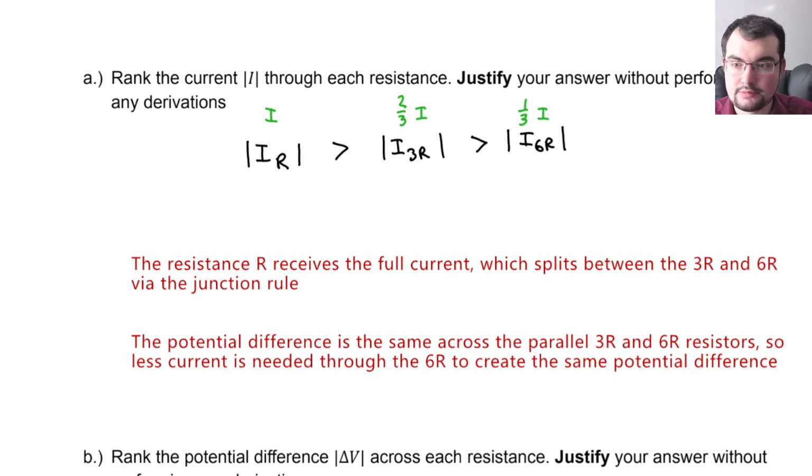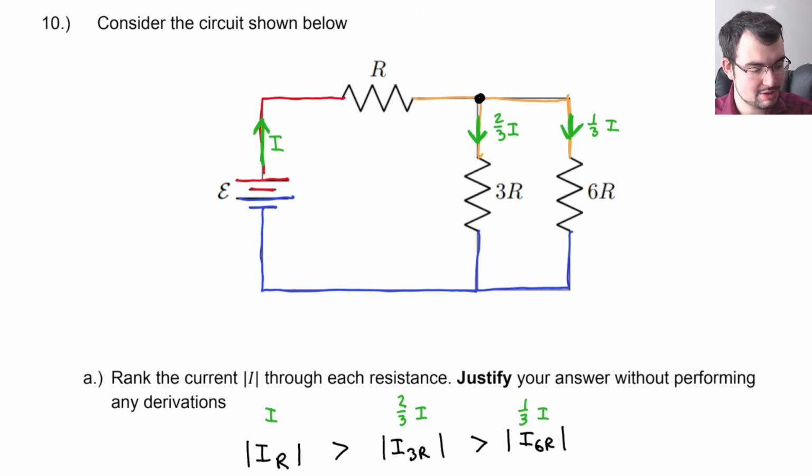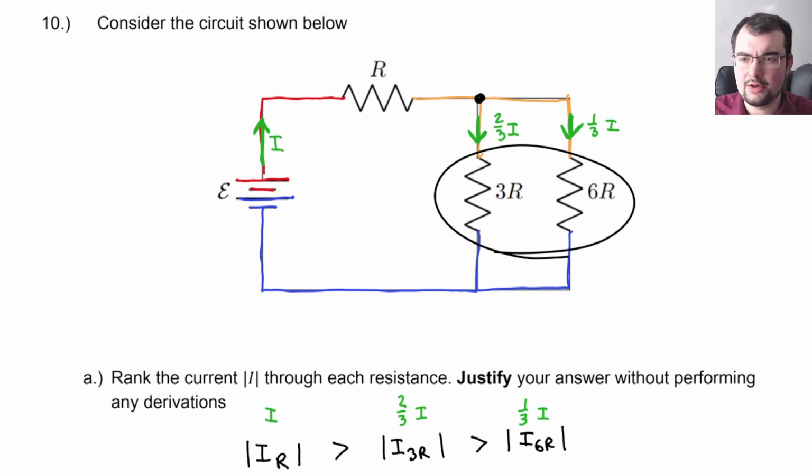Alrighty. Rank the potential difference across each resistance, justify without derivations. So there's an easy part and then there's a hard part. The easier part with potential difference is just looking at this picture and knowing for sure that it's the same across the parallels, because it has to be.